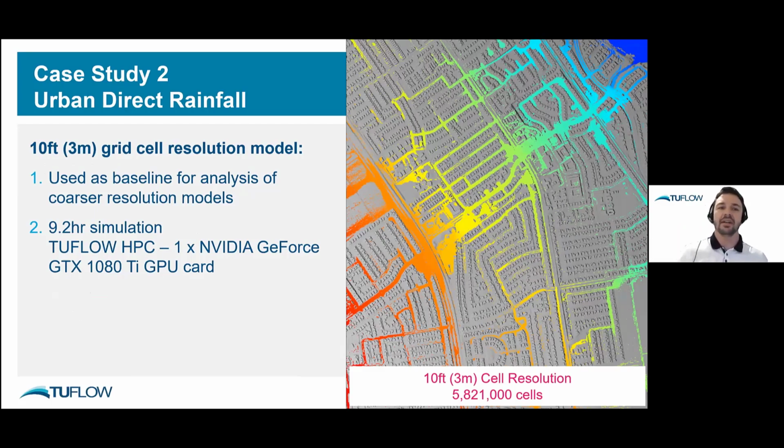What you can see here are the 3 meter cell resolution results. So you've got a really nice definition of the flow down through the road network.